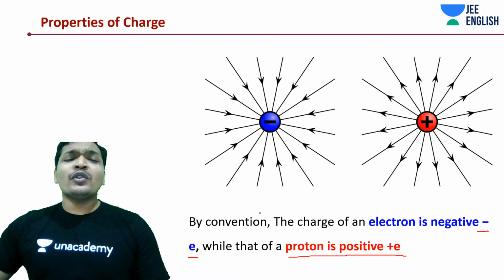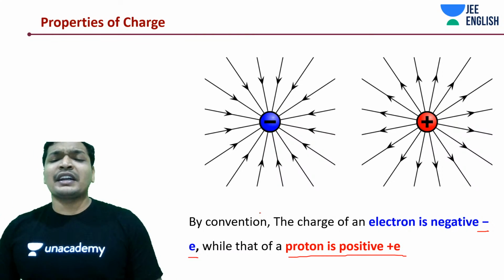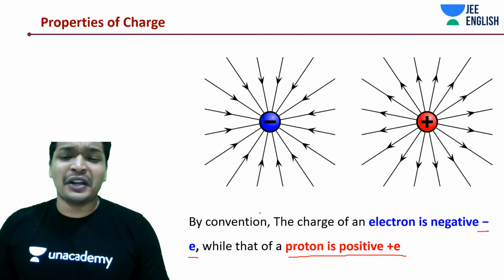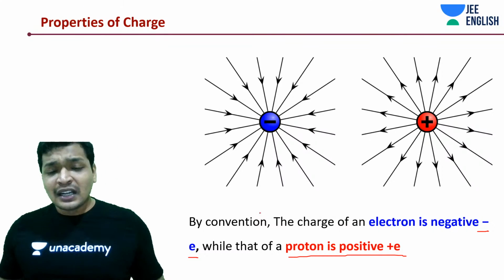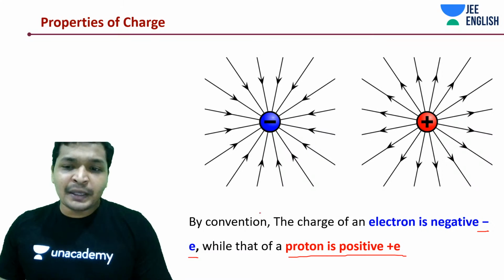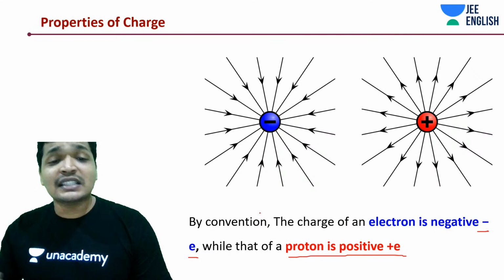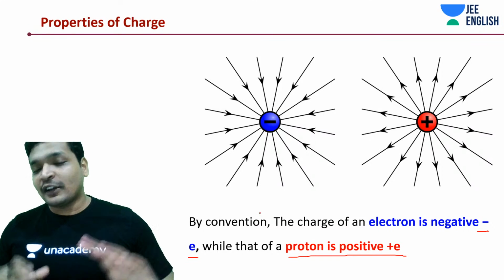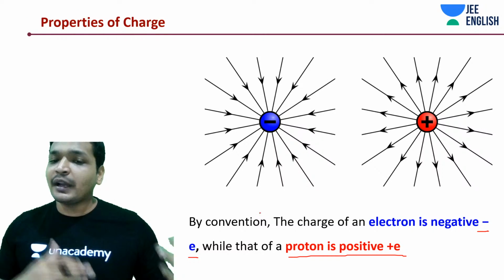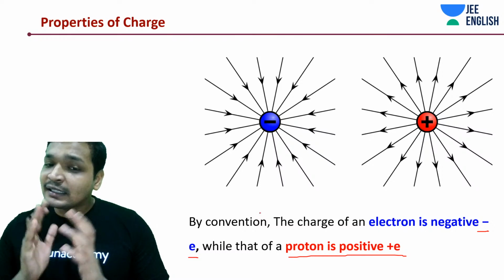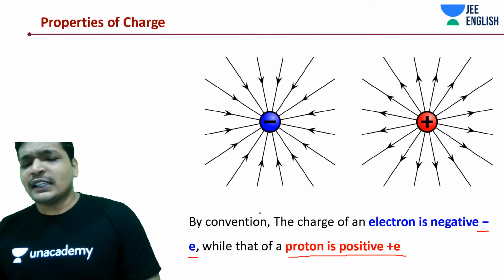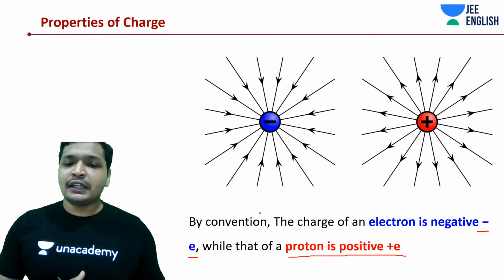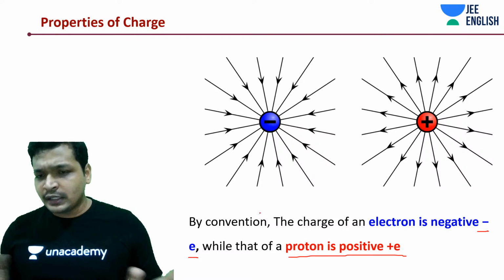So what do we mean by electron is negative? Why are we talking about it? What is the reason behind talking about electron and proton? Of course, it does make sense as we move forward and understand the charges. This is the fundamental thing behind charges. We'll understand that point. Stay tuned. So by convention, the charge of an electron is negative, while that of a proton is positive. This is quite clear, I believe.